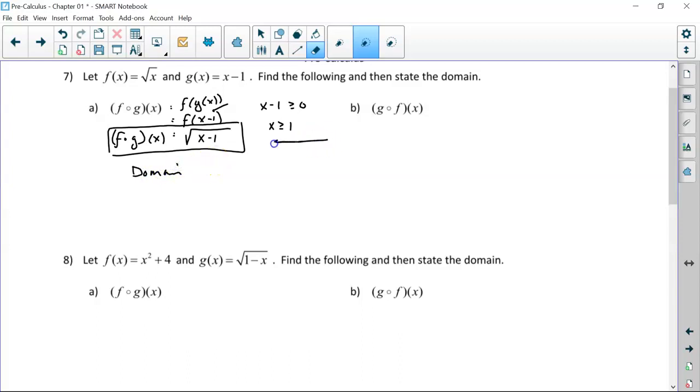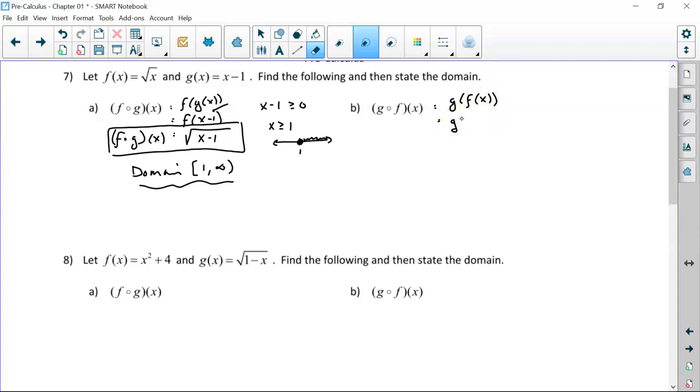So for our domain, thinking about our number line, we have a solid dot at 1, and we're greater than that, so we're going in towards the right. So our domain would be 1 with a bracket towards positive infinity with a parentheses. There's our domain for that function. And next, g of f of x. Like I said, these are all about substitution.